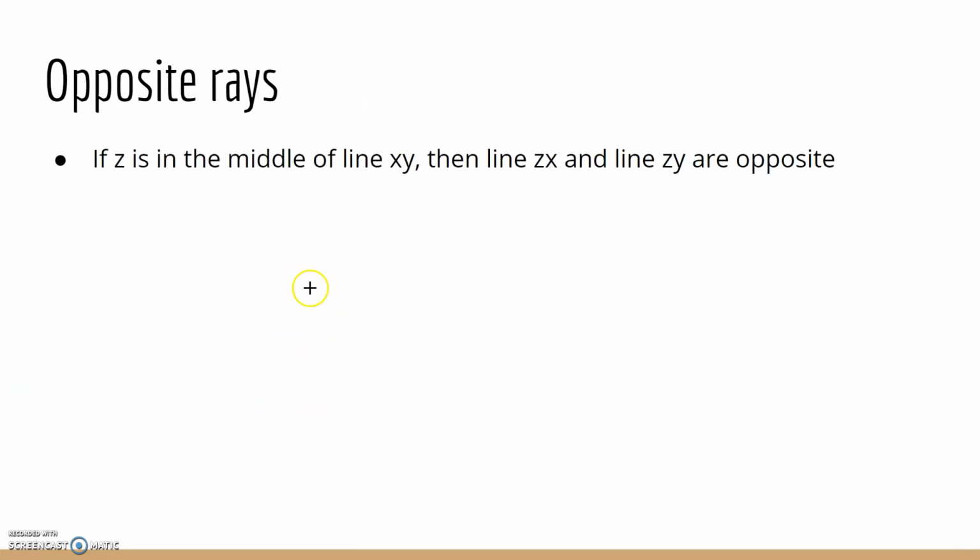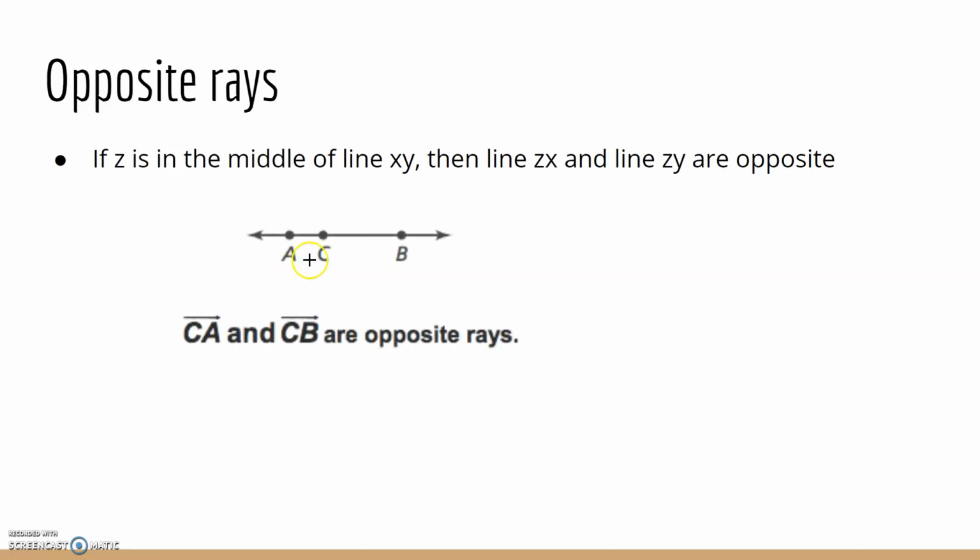Okay, so now moving on to our last topic here, which is opposite rays. Opposite rays are pretty simple if you know the definition of ray. Here we have a line and then a midpoint C. It is given that if Z is in the middle of line XY, then ray ZX and ray ZY are opposite. So for example, if C is in the middle of A and B, then CA and CB are opposite rays.